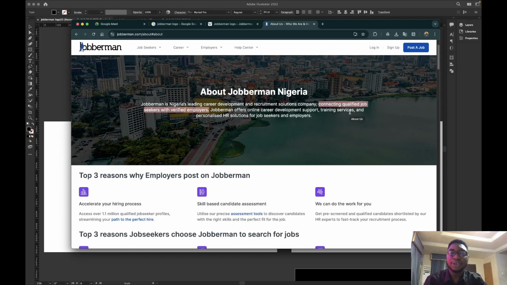What all this big grammar is saying in essence is that what Jobberman does at the core is connect qualified job seekers to verified employers. Simple. Connecting qualified job seekers with verified employers, right? Now, there's another thing that you might not necessarily see, but I found, at the tail end of this.